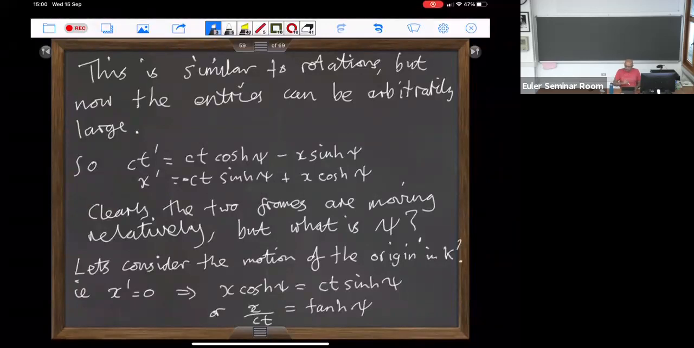So even though this looks similar, there's a key feature which is different, because cosine and sine take values between -1 and +1, whereas their hyperbolic cousins can take arbitrarily large values. Okay, so in the end, we ended up with this transformation property. This is what the most general Lorentz transformation in two dimensions, so x and t, looks like.